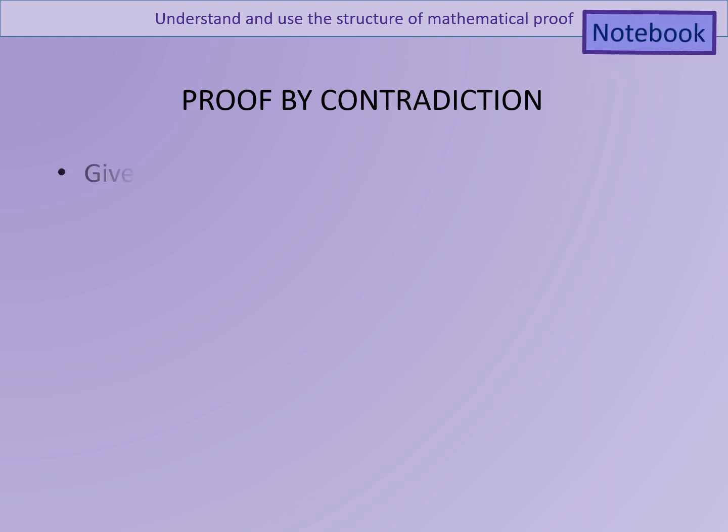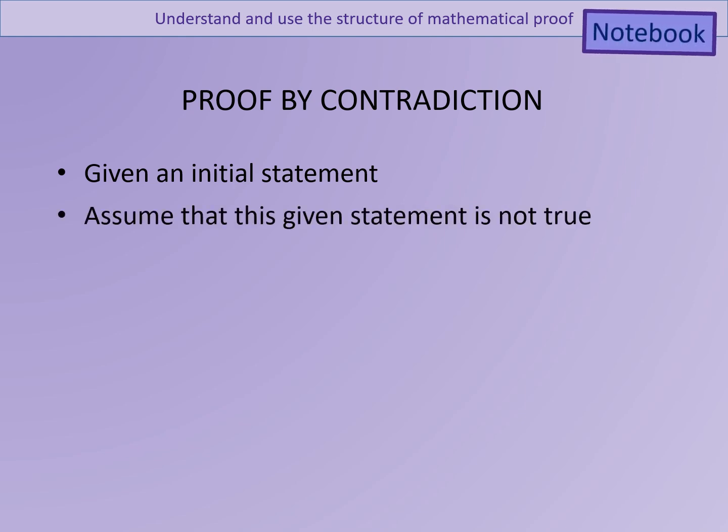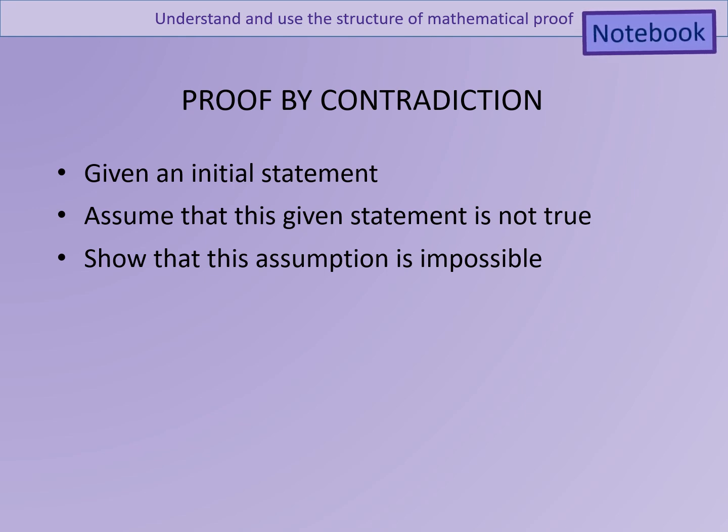If you're given some sort of statement that you're trying to prove, the first thing you do is you assume that that given statement is not true. You want to contradict it. So whatever the proof is, you say, no, I don't believe that. I don't think it's true. And then, instead of trying to prove the initial statement, you try to show that your assumption that it's not true is impossible. So showing that it's not true is impossible means it has to be true.